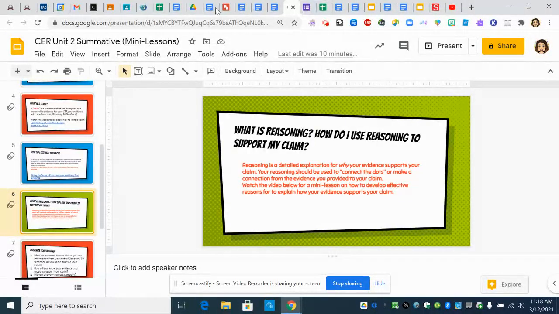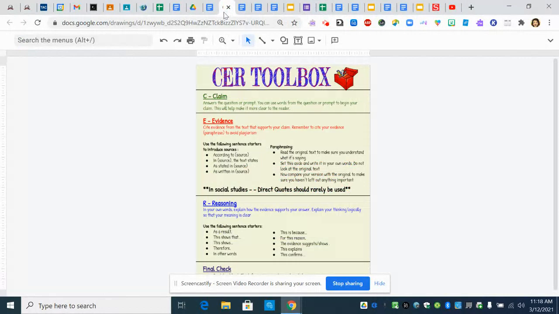So we also want you to be aware that we are going to provide you with this CER toolbox. This toolbox, as you can see, helps walk you through how to write a CER. Again, it tells you what a claim is, the C in CER, and evidence, citing evidence from the text that supports your claim. Remember to cite your evidence or paraphrase to avoid plagiarism. So you can see there's lots of sentence starters. We also show you how to paraphrase.